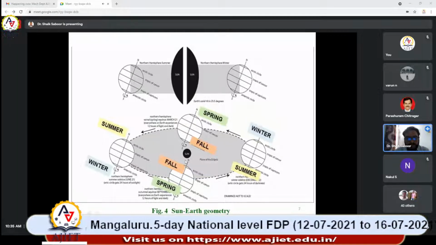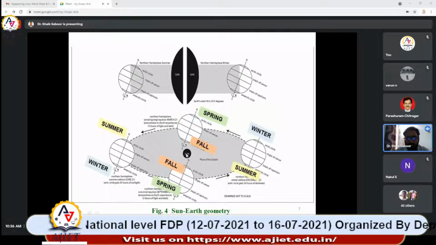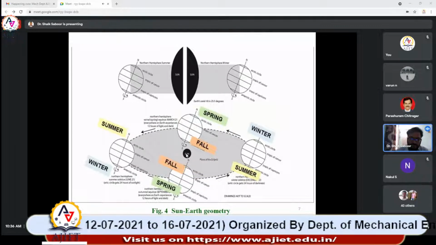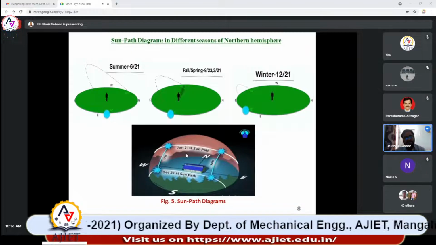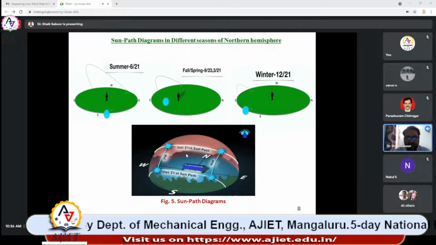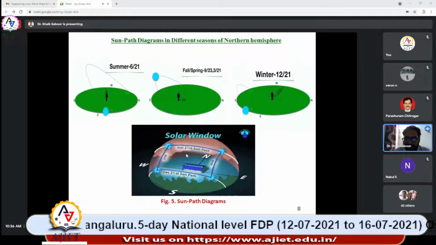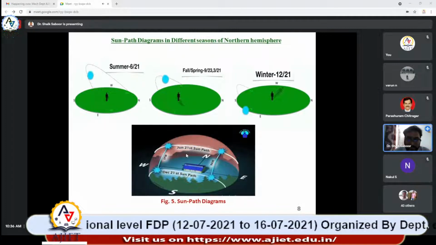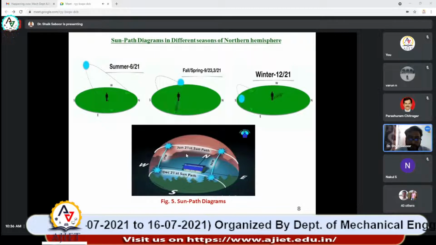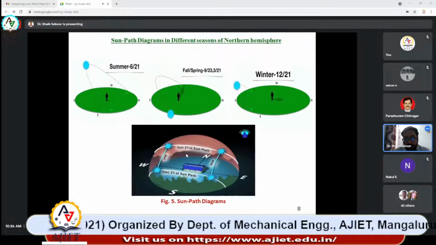Spring and fall, there is no problem. We'll have an equal number of days and nights over there. Okay, there is no such problem here. We might have studied, or we know from our school days, the sun rises in the east and the sun sets in the west. Okay, is it actually true? Is it true? No, it's not true.